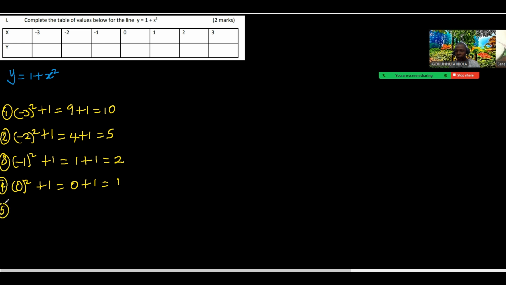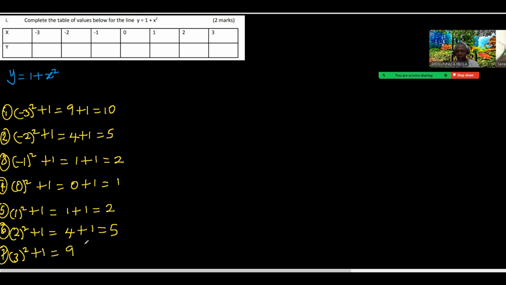Then number 5. That is when x equals 1, so we square the 1, then we add 1. That is 1 plus 1, which is 2. And the sixth value of y will be gotten from 2 squared plus 1, which is 4, plus 1, which is 5. And the final value, which is the seventh value, is 3 squared plus 1. 3 squared is 9, plus 1 gives me 10.